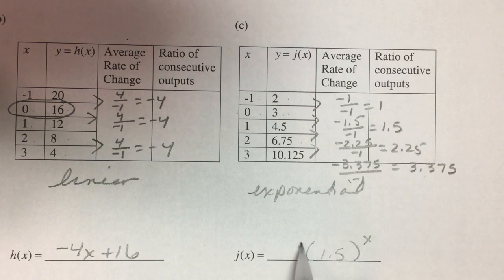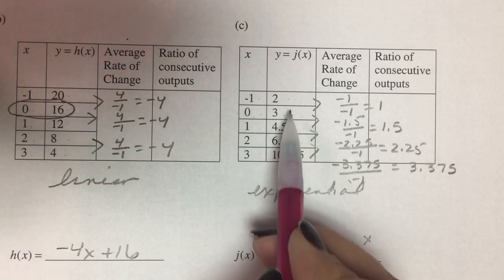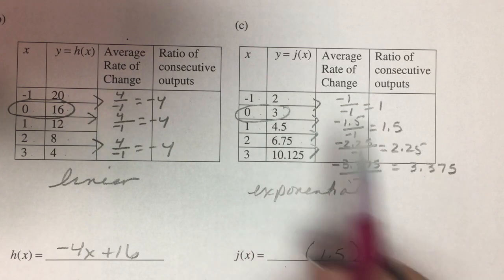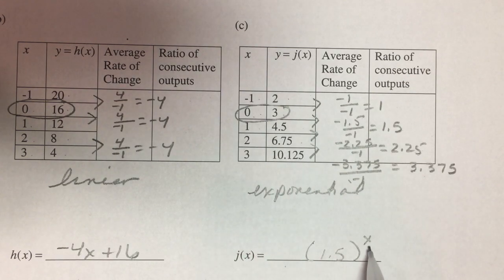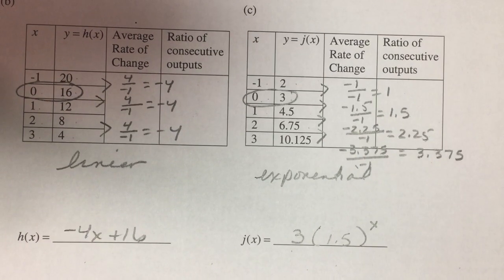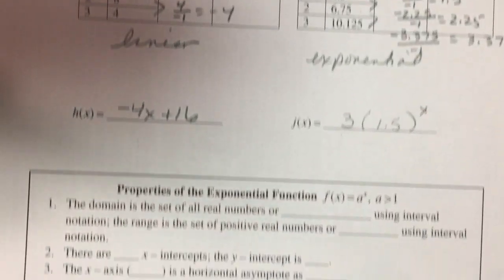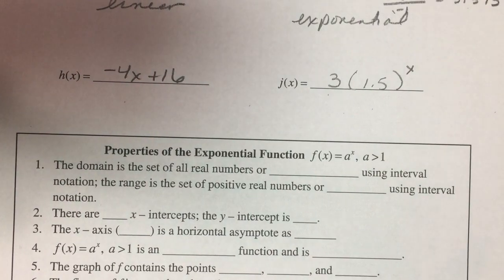We still need the c. Well, if we look at this point, at x equals 0, it is 3. So that means that there's going to be 3 there. So there's that function. So let's look at some properties. Now remember, you can stop this video at any time.